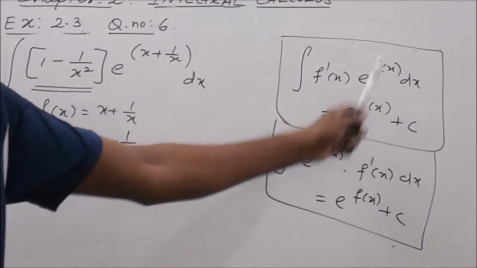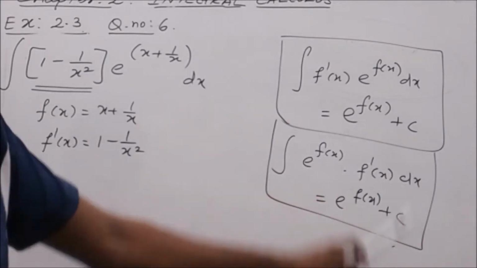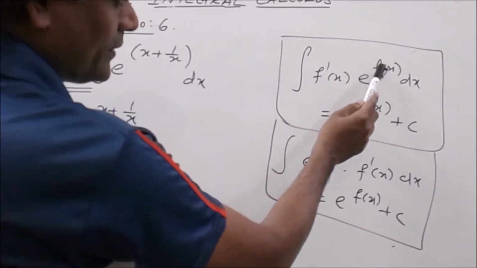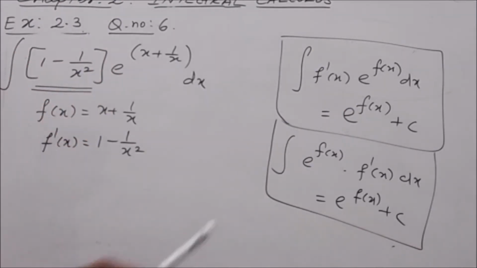Integral f dash of x e power f of x dx is equal to e power f of x plus c, or e power f of x into f dash of x dx is equal to e power f of x plus c. In the power we have function f of x, and f dash of x is multiplied with the exponential function. We can go to the formula e power f of x plus c.